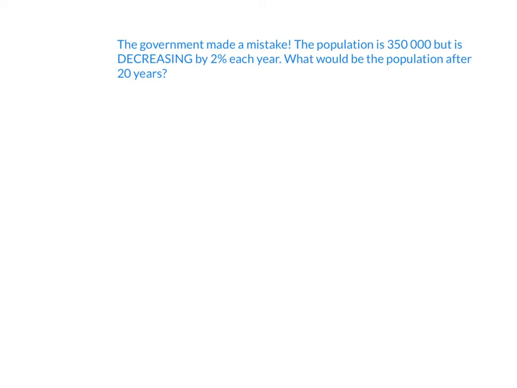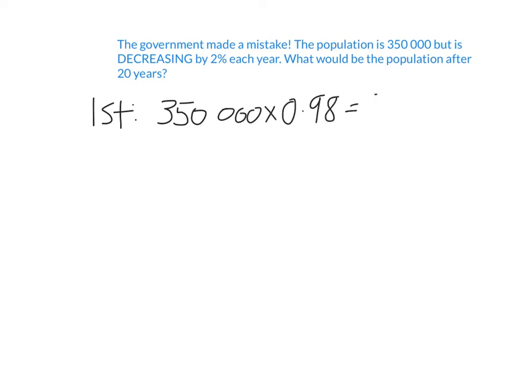So let's just have a look at how this might work if we do it the long way. So if I have a population of 350,000 and I decrease by 2%, note that decreasing a number by 2% is the same as finding 98% of the number. So at the end of the first year, I can find 98% of 350,000 and I get 343,000. So that's how many at the end of the first year. So that means the population's decreased by 7,000.